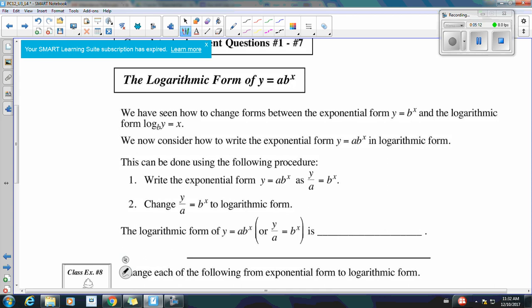So here we have the logarithmic form of y equals a times b to the x. We divide out a, and now we follow our rule. Log, the base stays the same. Our input into our logarithm, or the argument of our logarithm, is y over a. And now we can get to that x.